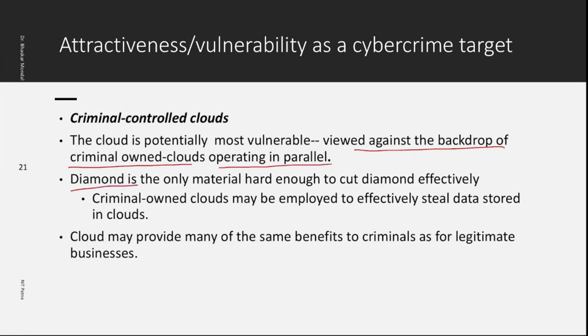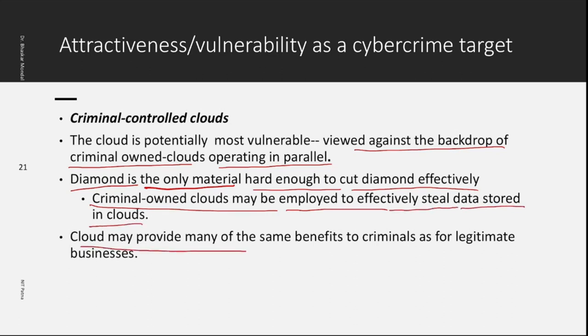Then diamond is the only material hard enough to cut diamond efficiently. So criminal clouds may be employed to effectively steal data stored in clouds, and the cloud may provide many of the same benefits to criminals as to legitimate business.